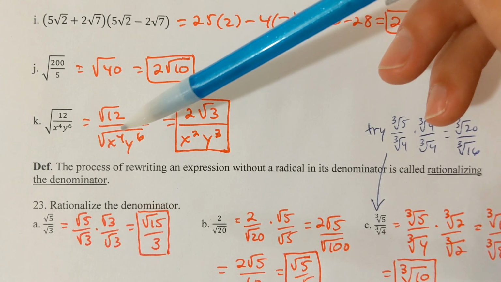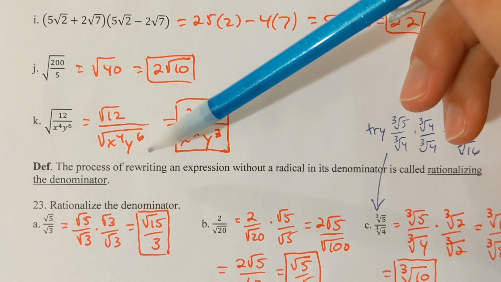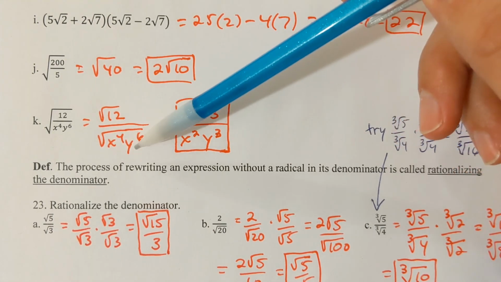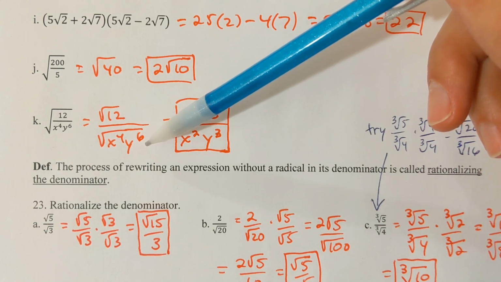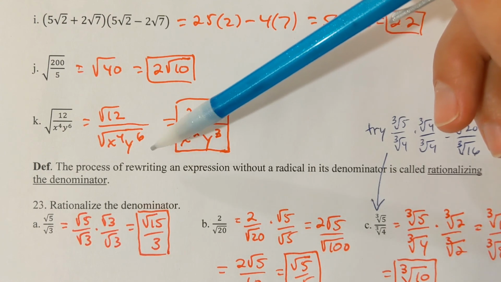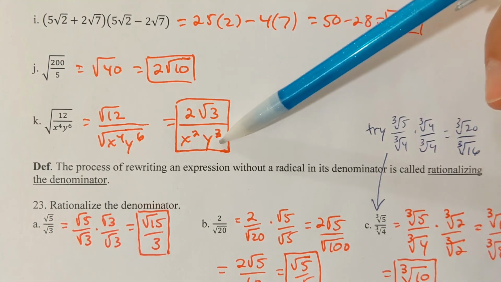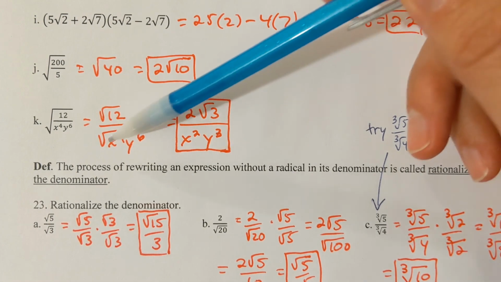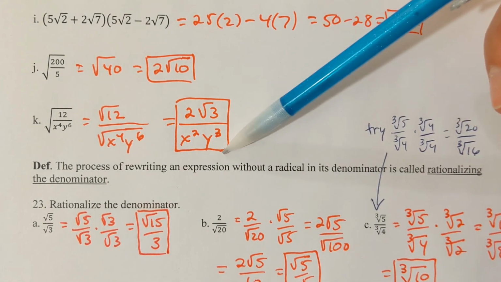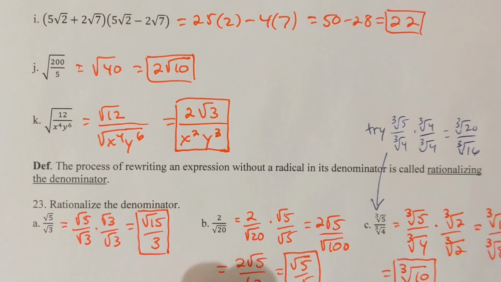The square root of x to the 4th, y to the 6th. Well, x to the 4th, that's the same as x squared squared. Y to the 6th, that's the same as y cubed squared. So both of these can be rewritten into a form of something squared. If we take x squared y cubed squared, then the radical and the power of 2 would cancel. That would just leave us with x squared y cubed in the denominator. Okay, and we'll stop the video here.